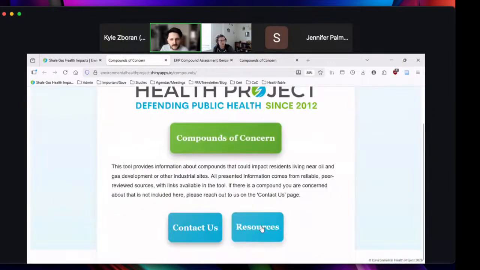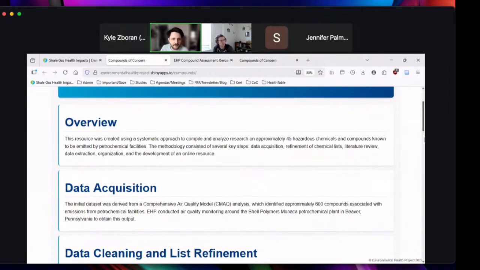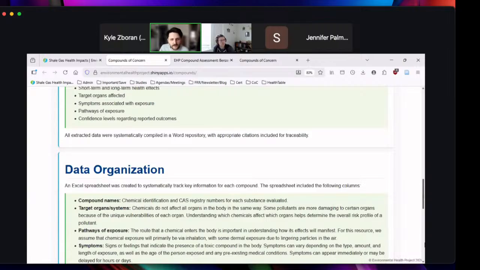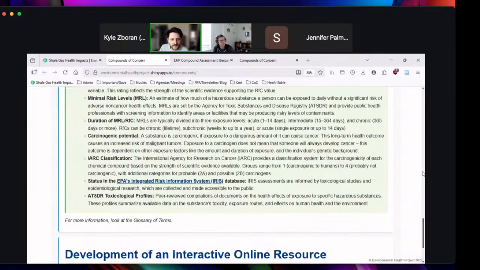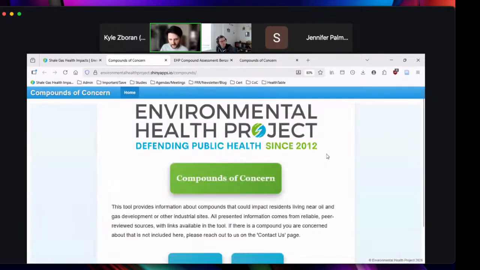The other thing here is the resources area, which is what I was mentioning before, is our full methodology. So if you did have a reason to look at how we did everything, you can check this part out. That brings me to the end of the demonstration. And yeah, can you answer questions about that or other things that EHP does?